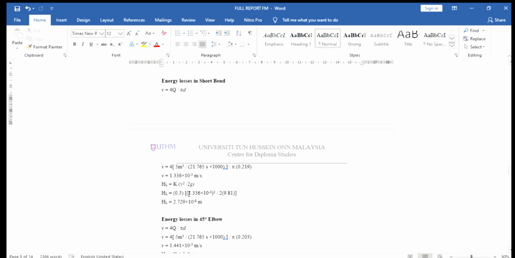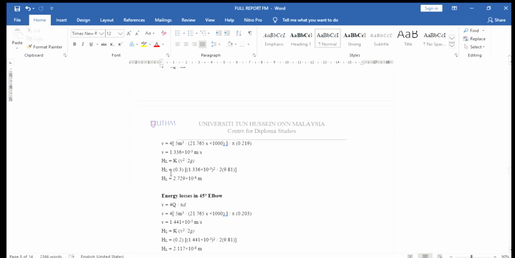So we put the value inside the unknown, and for the K for short bend we put 0.3, and V squared, the velocity that we get here, put 1.336 exponent negative 3 to the power of 2 divided by 2 times 9.8. So the head loss that we get for the short bend is 2.729 exponent negative 8 meter.